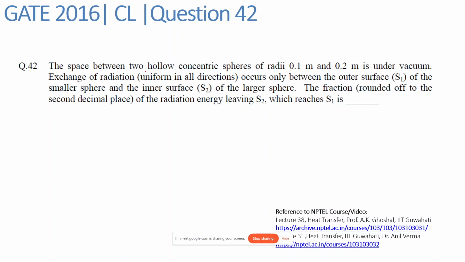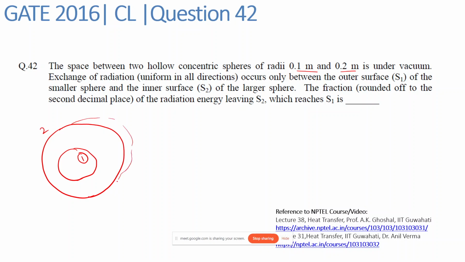For the next question, we have been given that the space between two hollow concentric spheres of radii 0.1 meter and 0.2 meter is under vacuum. So here we have two spheres. Let's consider the inner one as sphere 1 and the outer sphere as sphere 2. So ultimately this will look like this. We have just shown a cross section of that sphere over here.